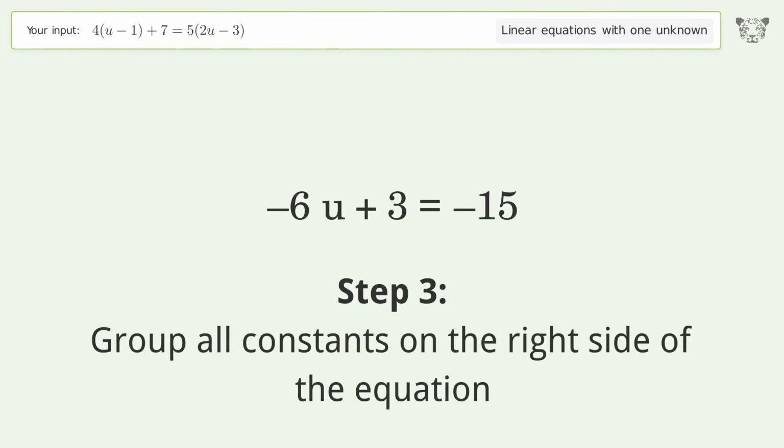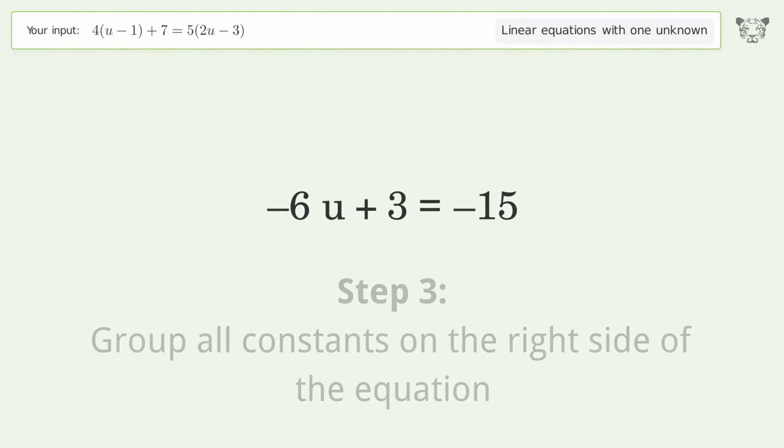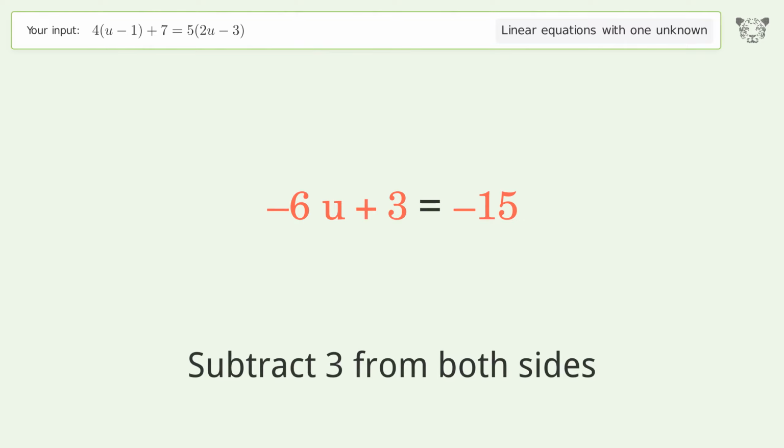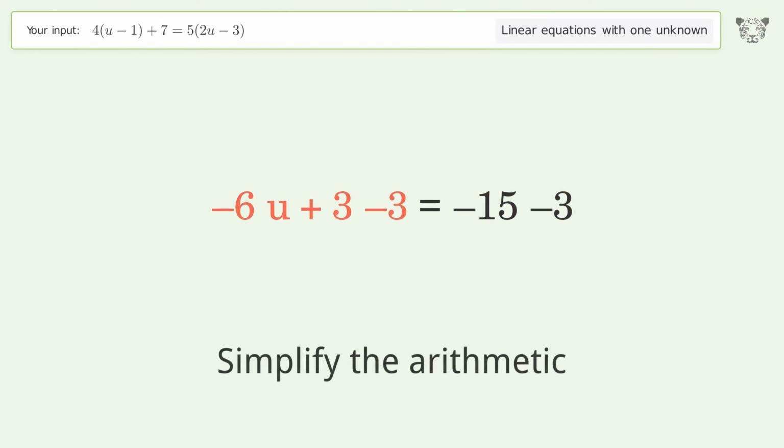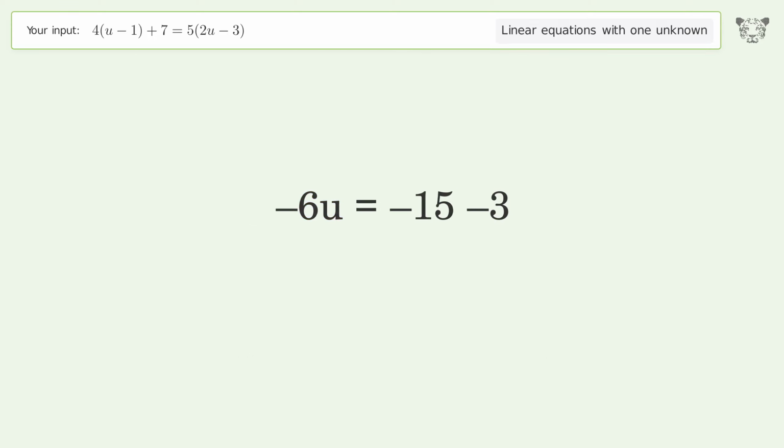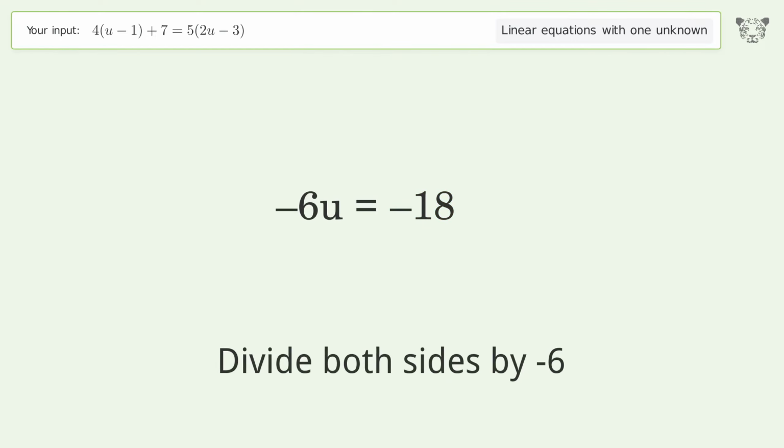Group all constants on the right side of the equation. Subtract 3 from both sides. Simplify the arithmetic. Isolate the u. Divide both sides by -6.